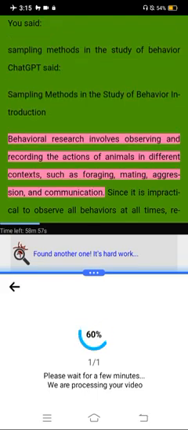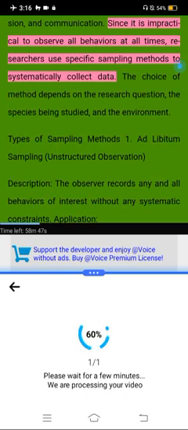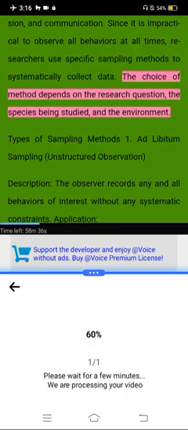Introduction. Behavioral research involves observing and recording the actions of animals in different contexts, such as foraging, mating, aggression, and communication. Since it is impractical to observe all behaviors at all times, researchers use specific sampling methods to systematically collect data. The choice of method depends on the research question, the species being studied, and the environment.